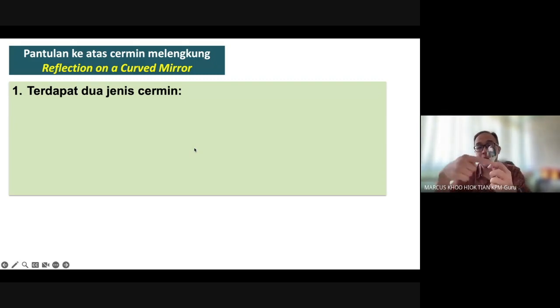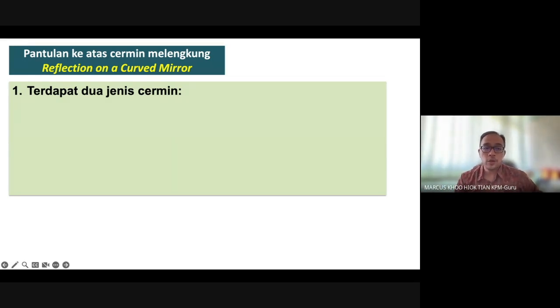So if you are looking at this side, yang melengkung ke dalam itu, the picture is inverted. And if you are looking outwards, yang melengkung ke luar, we find that it is not inverted, but what's the opposite of inverted? Upright. Yang tidak terbalik. So just remember all these words because we're going to use the same thing again today. And of course, there is a little bit of good news when it comes to mirrors.